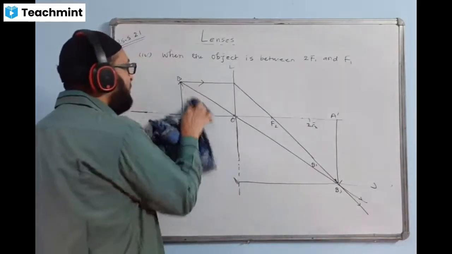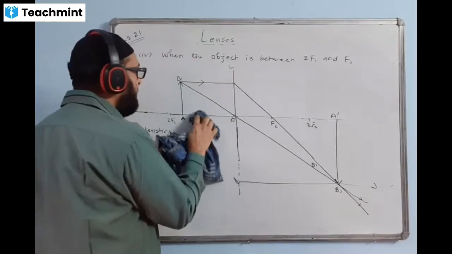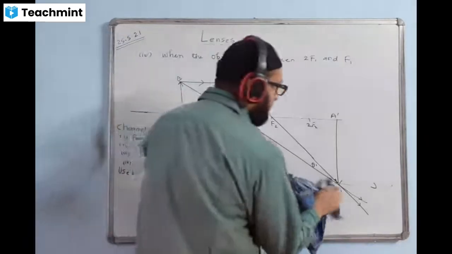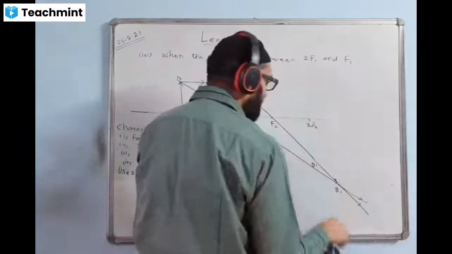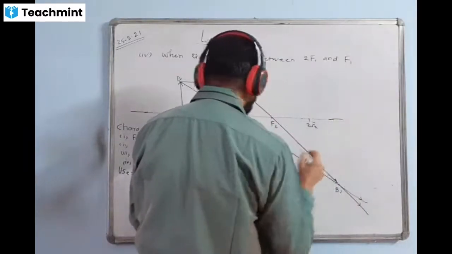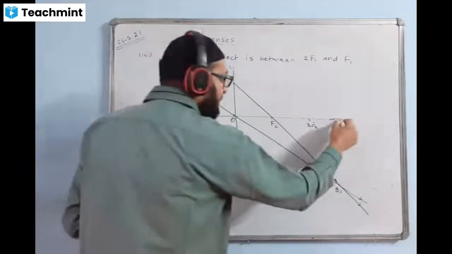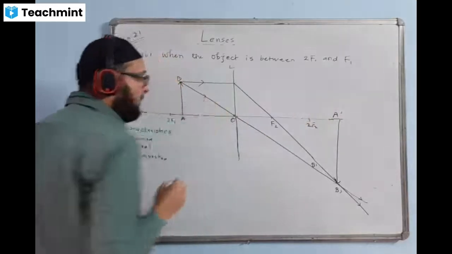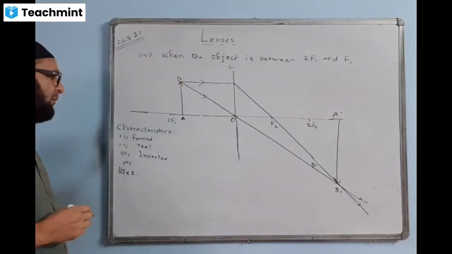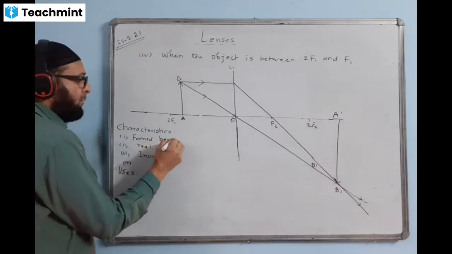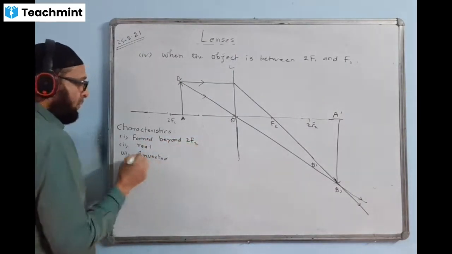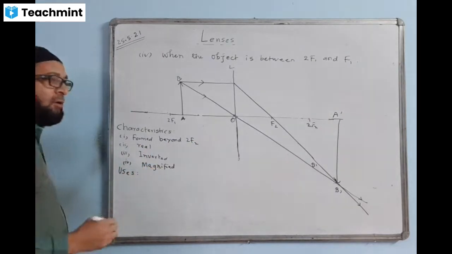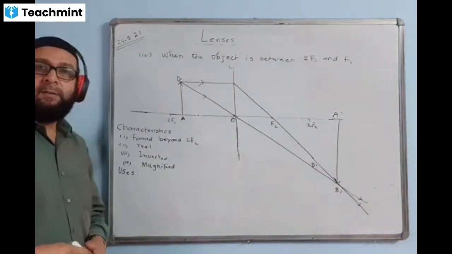Done. I'm not drawing the third ray right now, but if the third ray is ever asked, we will make it pass through F1. This case is done. Have you done this case? And you have written the characteristics also, no? Formed beyond 2F2, real, inverted, magnified or enlarged. Enlarged means bigger in size.